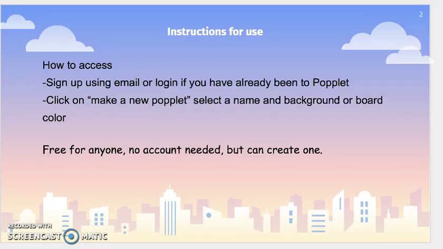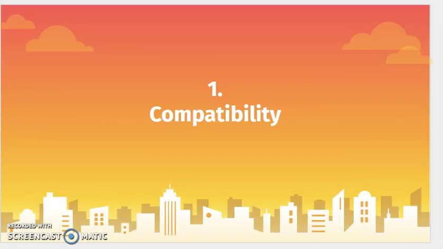So when I was signing up and making one, basically you just go into the top right corner. If you already have an account, you log in. If not, you click sign up. Then after that, you click make a new Poplet and you can select a name and a background or a different board color. I think something that I really want to emphasize is that this is free for anyone and there's no account needed, but you can create one just so that you can save all of your projects in one place.